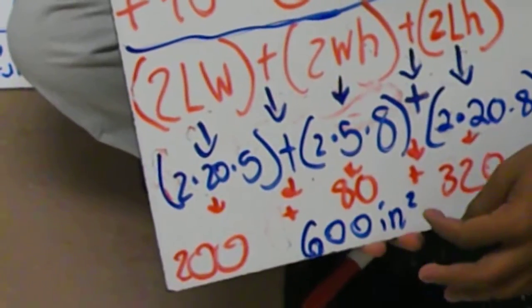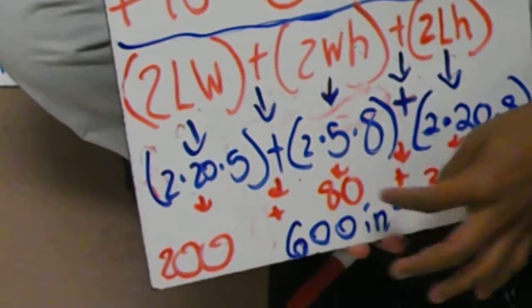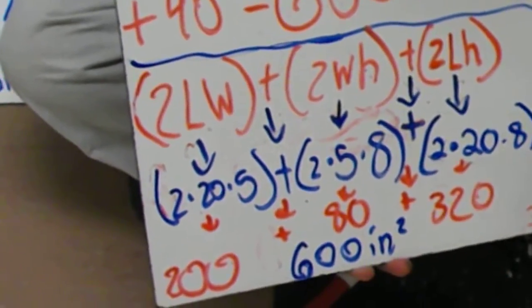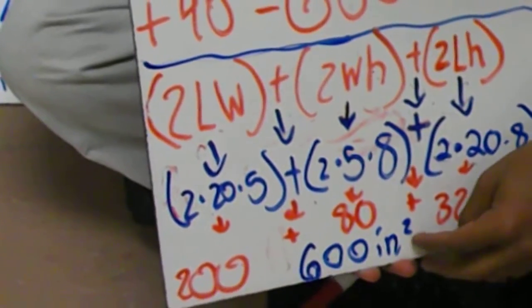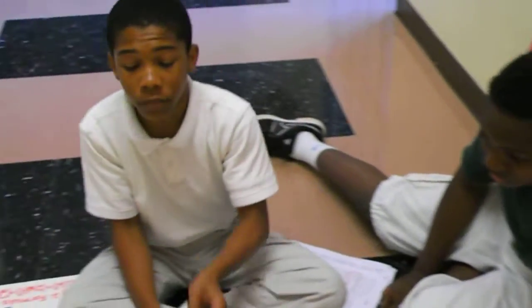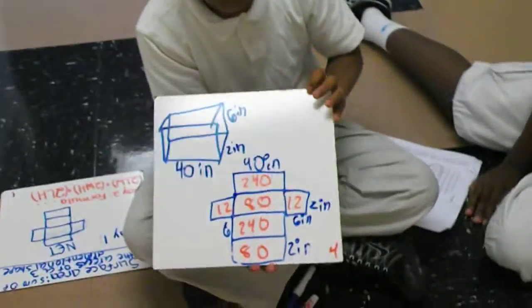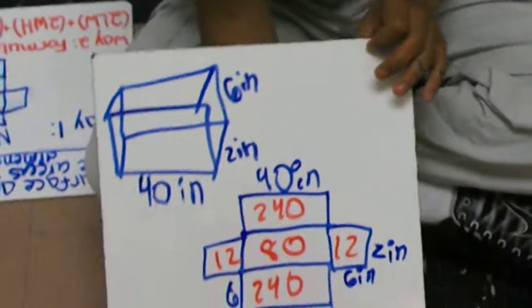Then once you do this side, you'll get 200 as your answer, this side 80 as your answer, and this side 320. Once you add all those up, you'll get 600 inches squared. So that's the same answer as using the net. Yep, but all you do is use the formula. Here's another problem that we'll do together.